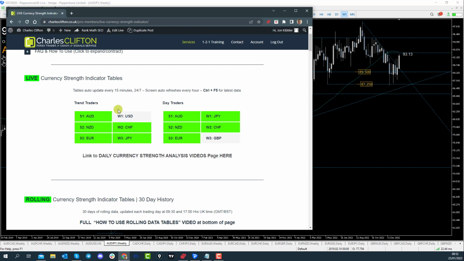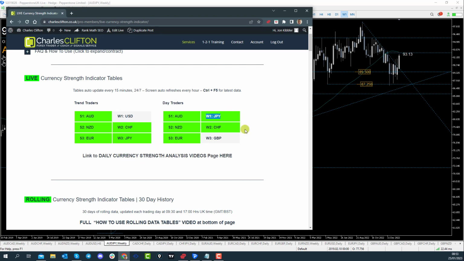So what are the tables telling us today? Well, the Australian dollar remains top of both tables. That's followed by the New Zealand dollar in S2 on both tables, followed by the euro in S3 on both tables. You can see from the day traders that the yen is the weakest currency. That appears as W3 on the trend traders. We have the Swiss franc as W2 on both.